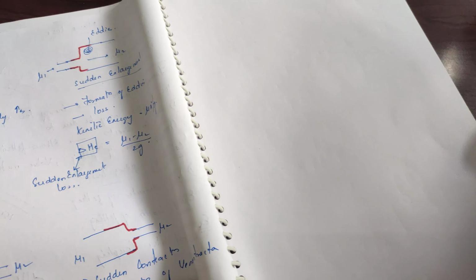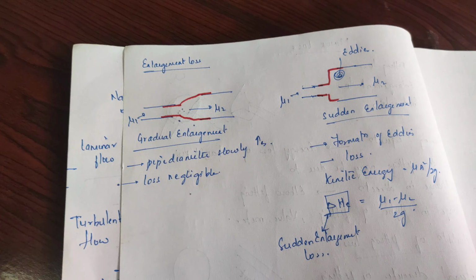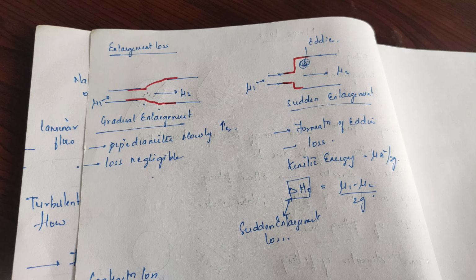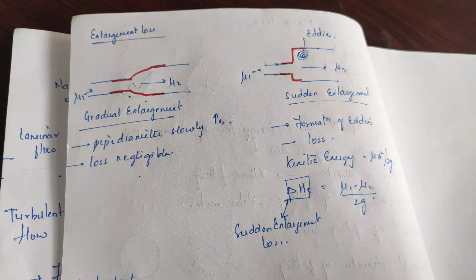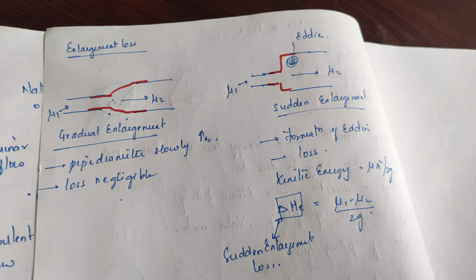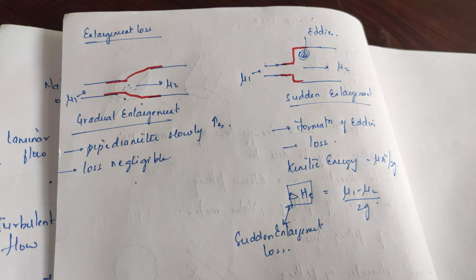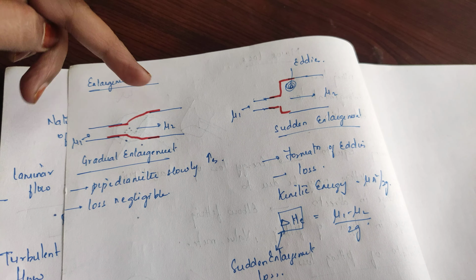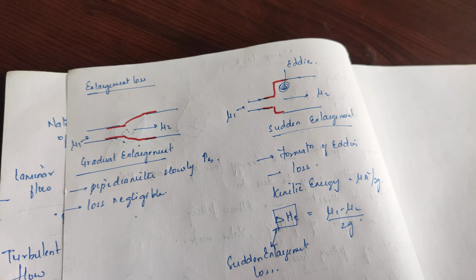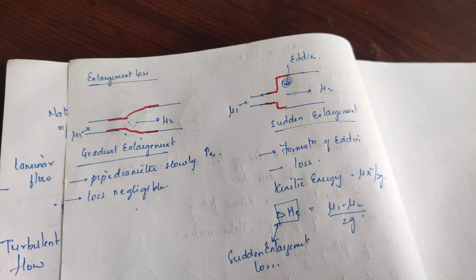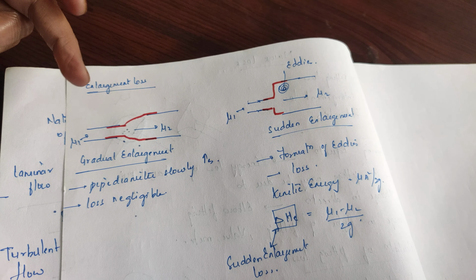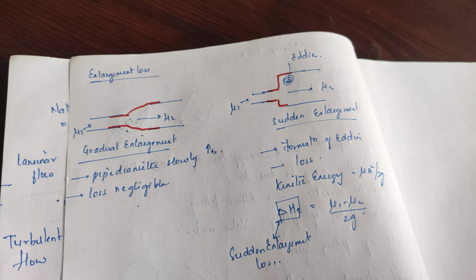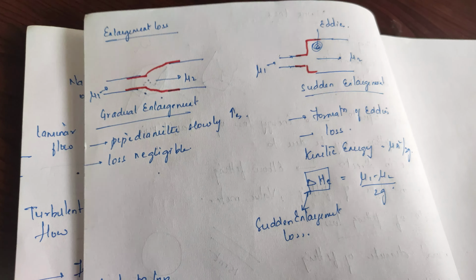Now some are the enlargement losses. So for enlargement losses, two types are there: gradual enlargement and sudden enlargement. In gradual enlargement, we are gradually increasing the diameter of the pipe, so we have to connect one small pipe to a larger pipe. So what we do, we keep an attachment here in the center to connect the smaller pipe with the larger diameter pipe. So the enlargement here is in a gradual way, meaning slowly we are increasing the size of the pipe here.